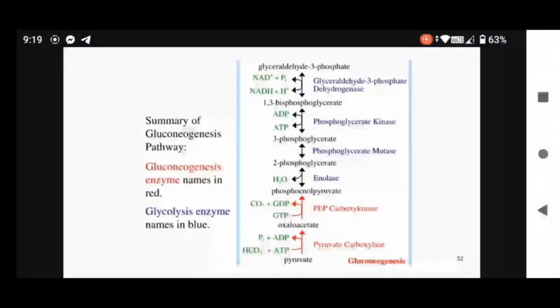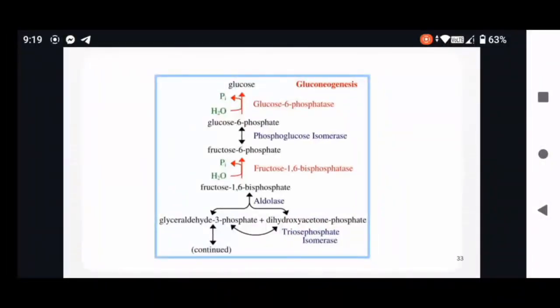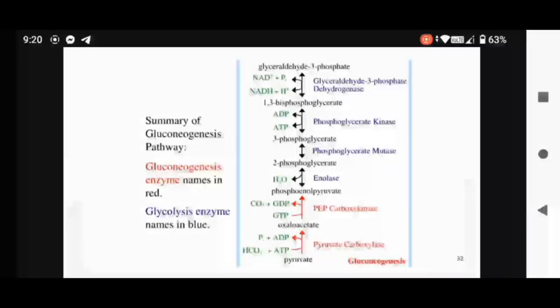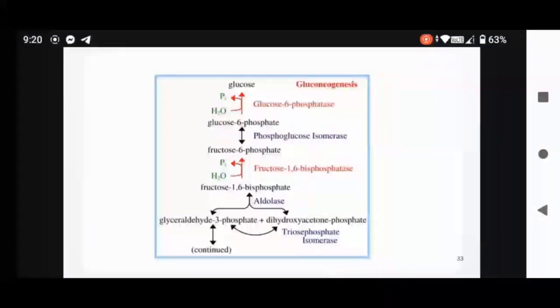Summary of the gluconeogenesis pathway. The enzymes used in gluconeogenesis are PEP carboxykinase, pyruvate carboxylase, glucose 6-phosphatase, and fructose 1,6-bisphosphatase. While in glycolysis, the enzymes used are glyceraldehyde 3-phosphate dehydrogenase, phosphoglycerate kinase, phosphoglycerate mutase, enolase, phosphoglucose isomerase, aldolase, and also triose phosphate isomerase.